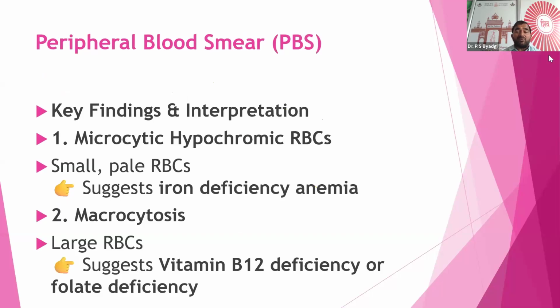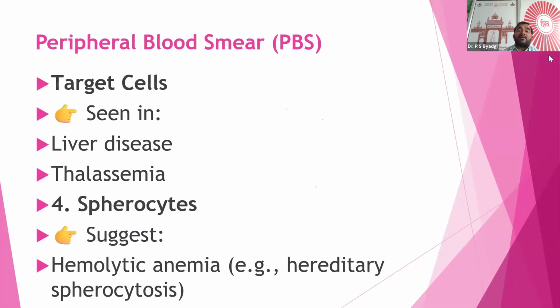So microcytic hypochromic RBC features are seen in this particular patient. Again, that points towards iron deficiency anemia. But if there are macrocytes, as in vitamin B12 deficiency, then you get large RBCs. That suggests vitamin B12 or folate deficiency. If target cells are seen in the peripheral blood smear, that indicates liver disease or thalassemia. And if spherocytes are there, that indicates hemolytic anemia, that is hereditary spherocytosis.